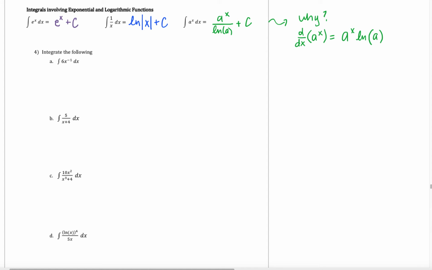Learning target 6C, and in this video we're going to learn the rest of our basic integrals as well as how to apply u-substitution to problems that involve these integrals. So we're going to first talk about exponential and log functions.